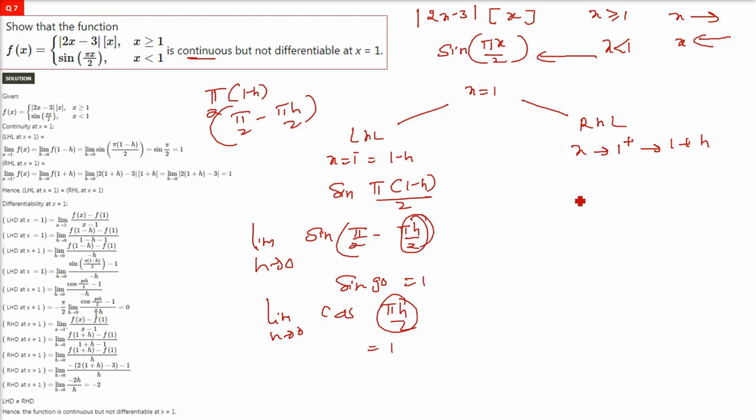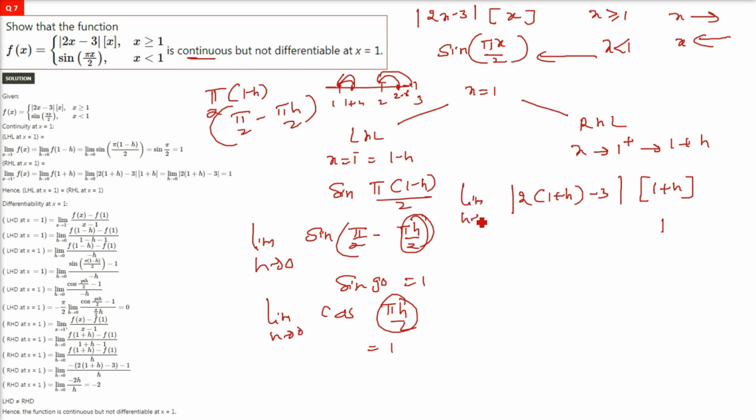Cos 0 is 1. Coming to the right hand limit for the continuity at x equals 1, we will put 1 plus h in this mod 2x minus 3. So I am writing 2 into 1 plus h, minus 3, and in the greatest integer function, we are going to put x as 1 plus h. Now you have to know the property of the modulus and the greatest integer function. In the greatest integer function, whichever value is between 2 and 3 will go to 2, and whichever value is between 1 and 2 will go to 1. So 1 plus h means a very small value added to 1, so it will always go to 1. The greatest integer function will give you a result of 1.